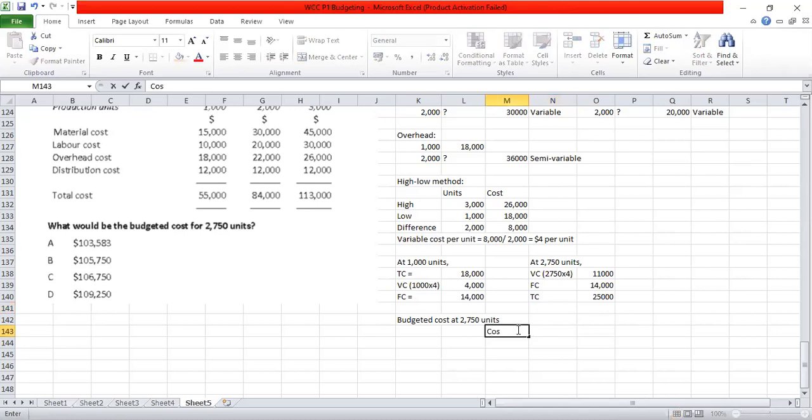These are costs. The first item is material cost. Then we have labor cost. First let's write these things. Under the category of variable cost, we have material. Proportionately, if for 1,000 it is 15,000, for 2,750 how much? The calculation would be 2,750 into 15,000 divided by 1,000.